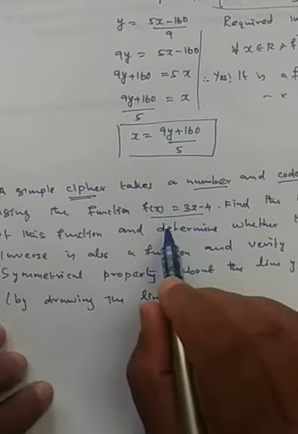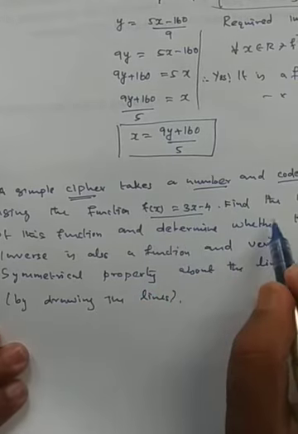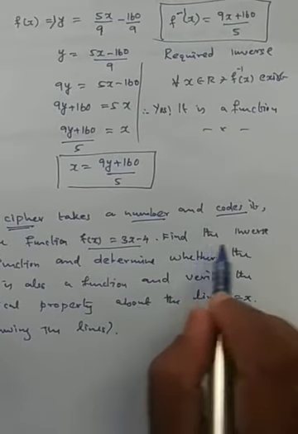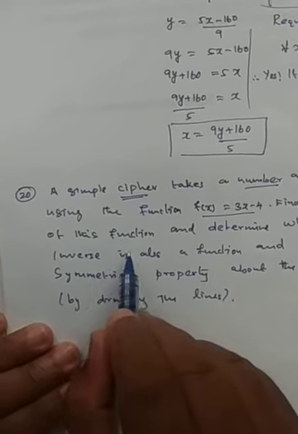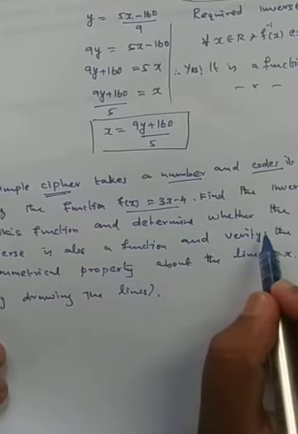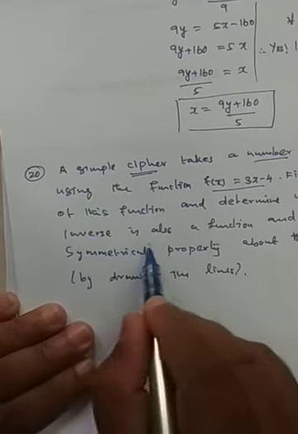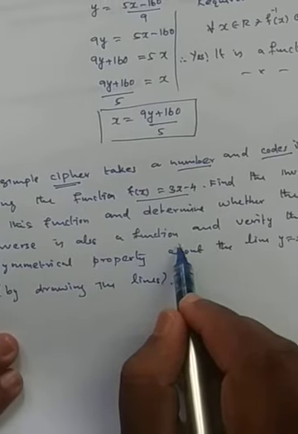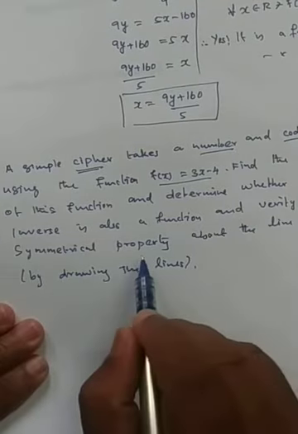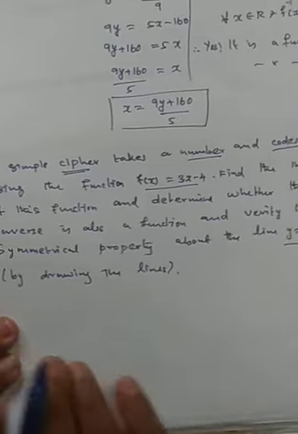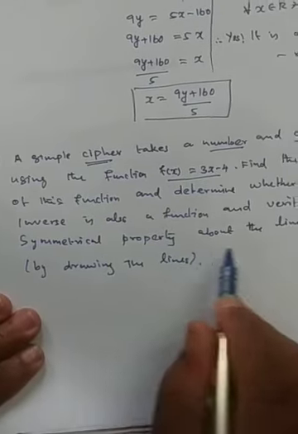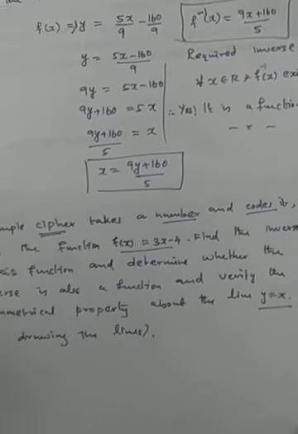So here the function f of x is given as 3x minus 4. What they are asking: find the inverse of this function. First thing is the inverse, and determine whether the inverse is also a function, and verify the symmetrical property about the line y equals x.